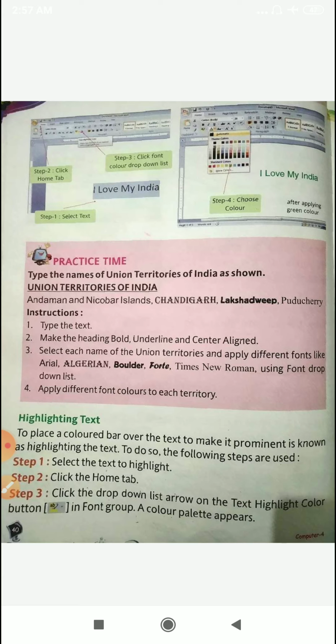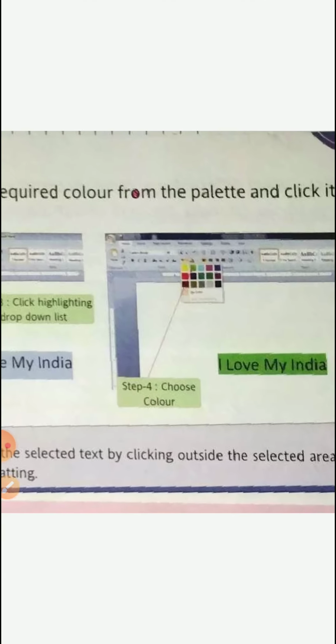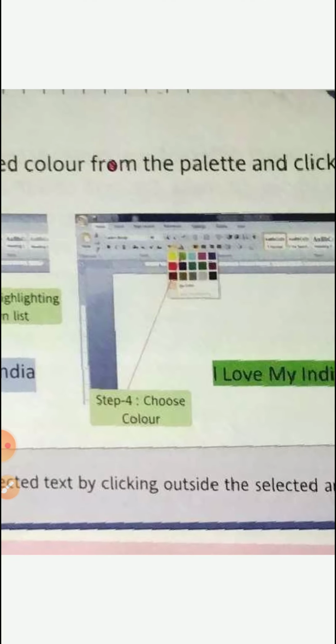Step 1, select the text which we want to highlight. Step 2, click the Home tab. And step 3, click the drop-down list arrow on the text highlight color button in the Font group. A color palette appears. So what you will do, you have to choose the required color from the palette and click it to apply. Whatever color you choose, that will be applied on your text and your text will be highlighted.